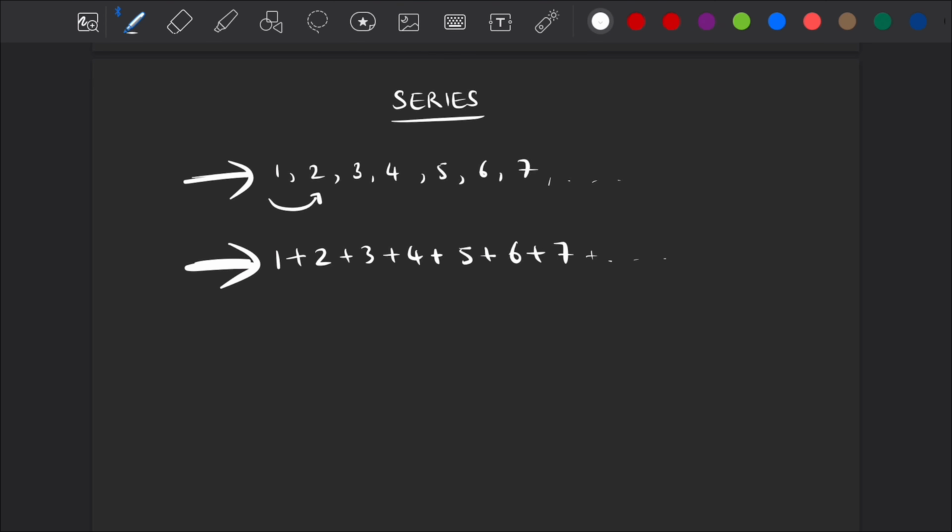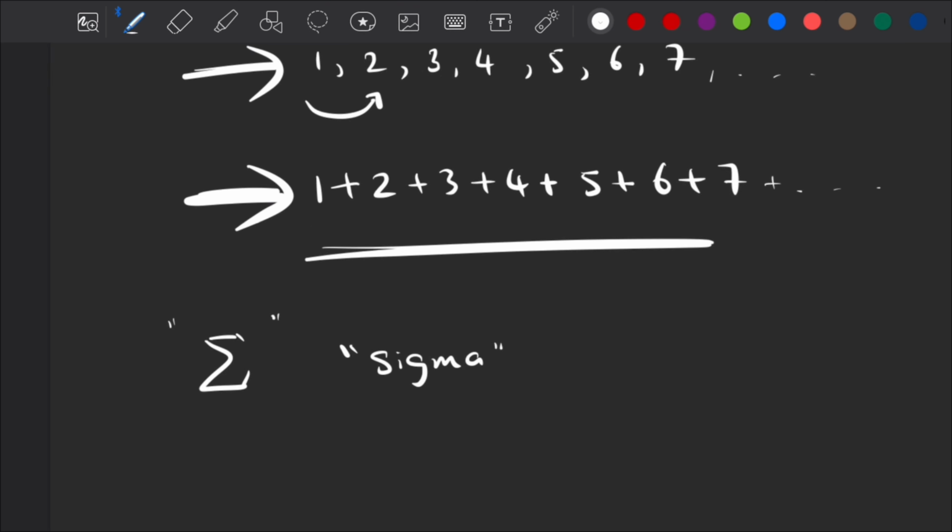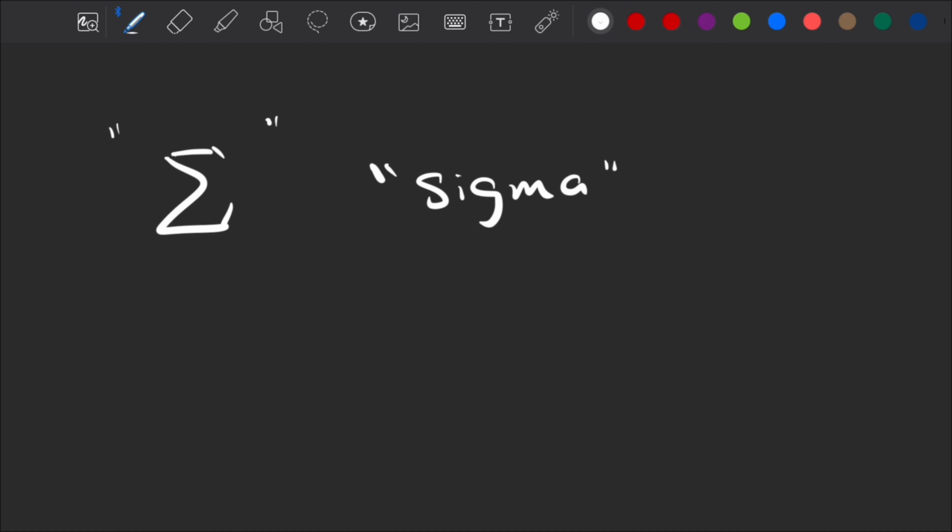So today we'll be looking at how to find the sum of different kinds of series and some useful notation known as sigma notation, which is this symbol, the Greek letter sigma, and what this means and how we can use it to write down series concisely and clearly. So let's begin with this notation.